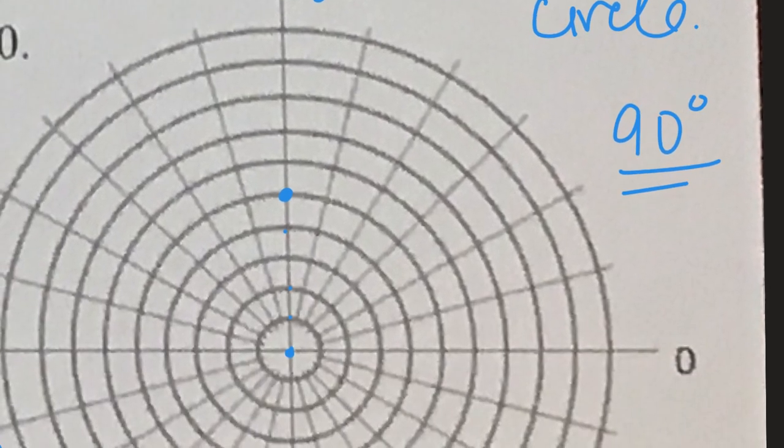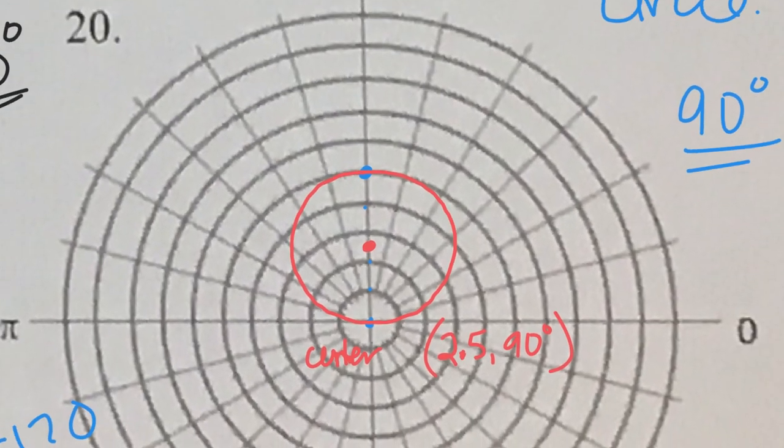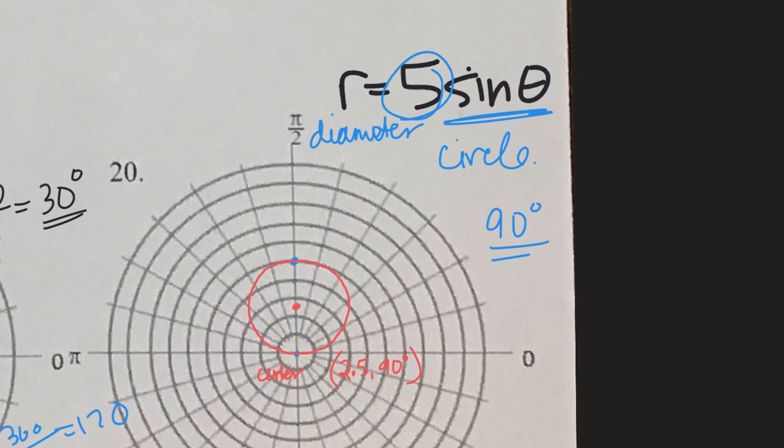So that means it has a radius of 2.5. So there's the center right there. So do your best to make a circular circle that goes all the way around. So this one has a center at 2.5 comma 90. Because when we have a circle that's not at the origin, this number is its diameter. It is not the radius. It's true for every other part, but it's not true for this type.